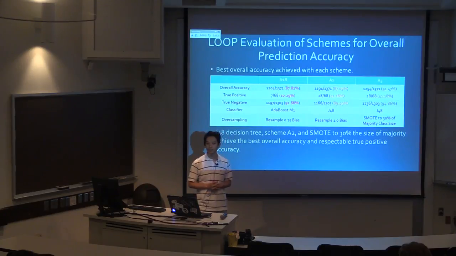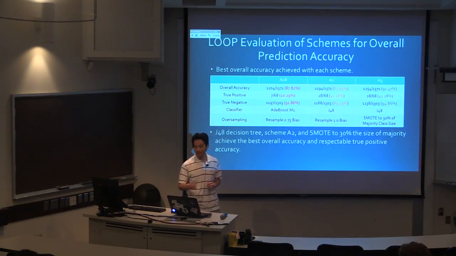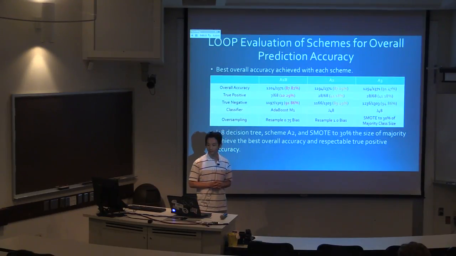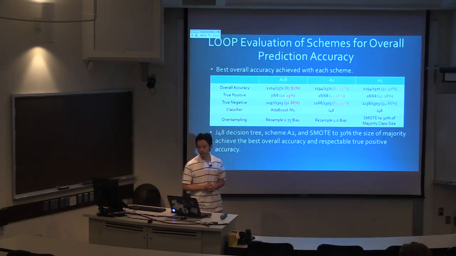And in terms of overall prediction accuracies, J48 still reigns supreme. 91% overall. It's 41% for true positive, and then 95% for true negative, and that's achieved with scheme A3. But as compared to before, it's definitely an improvement in terms of true positive, and it also does better in the overall accuracy department.